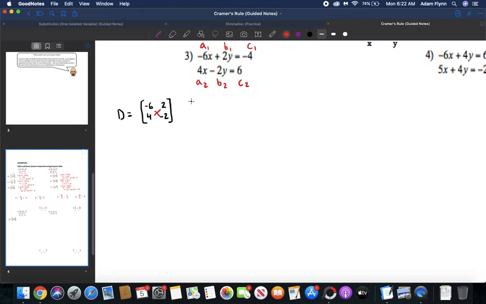So if I do this math, I'll do AD minus BC, so I've got negative 6 times negative 2. I forgot my negative sign right there. Minus 2 times 4. Negative 6 times negative 2 is going to be a positive 12. Minus 2 times 4, which is going to be 8. Simplify that without parentheses, I'll have 12 minus 8, which means my determinant of D is going to be positive 4.